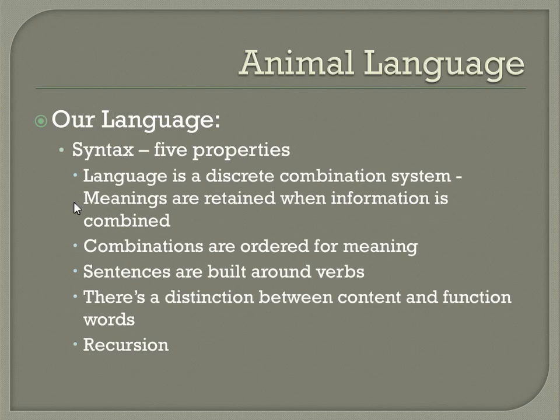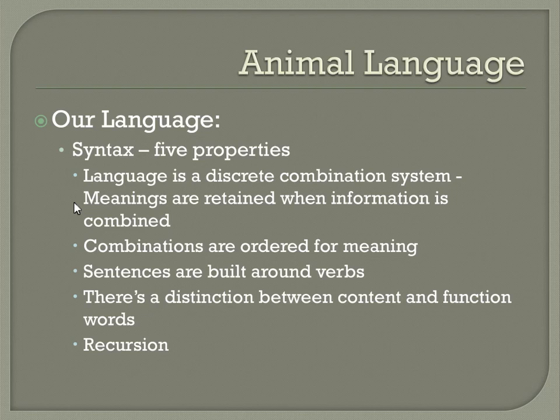Okay. So our language has some 5 properties of syntax. So language is a discrete combination system. Meanings are retained when information is combined. It's a bit tricky, but that means that the cat here is still the same if I combined it in a sentence where I was talking about Grace and the cat, or I said the cat litter box is blah blah blah. We're still talking about cats. The reason that doesn't totally hold is because of idioms. So if I say it's raining cats and dogs, you don't literally think it's raining cats.